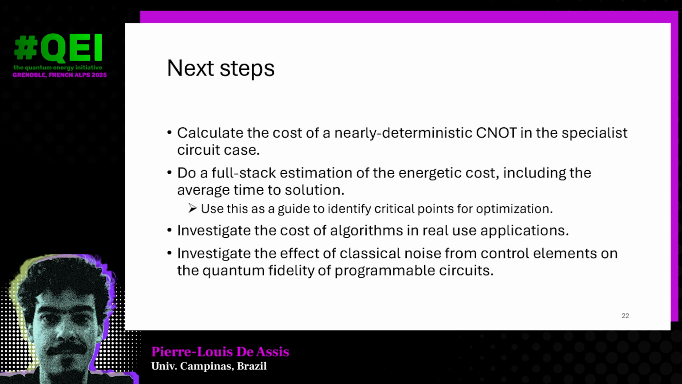What about next steps? Calculate the cost of that nearly deterministic CNOT gate, but this is a huge task in itself. Do the full stack estimation, and investigate other algorithms in real use applications, which will require thousands of logical qubits. So how much will it cost in a real case scenario? And investigate also classical noise and how it affects the quantum efficiency of these systems, because these electro-optical modulators respond very quickly, in the gigahertz range, so they are susceptible to gigahertz range classical electrical noise also. This is not really energy efficiency related, but anyway.